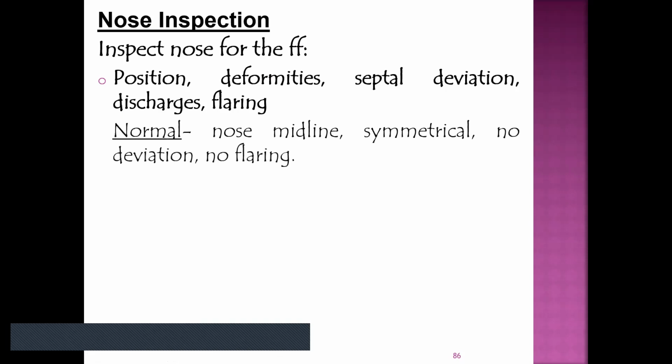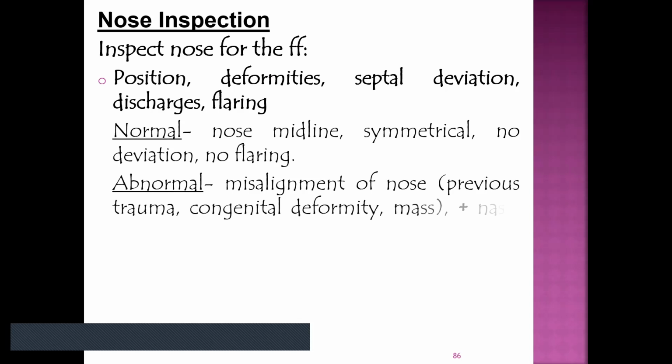What is normal for a person is that there is what? A midline and it is symmetrical, no deviation and no flaring. Okay, now if there is a misalignment from previous trauma, from masses and congenital deformities, this is not normal and you have to put it down in your assessment.